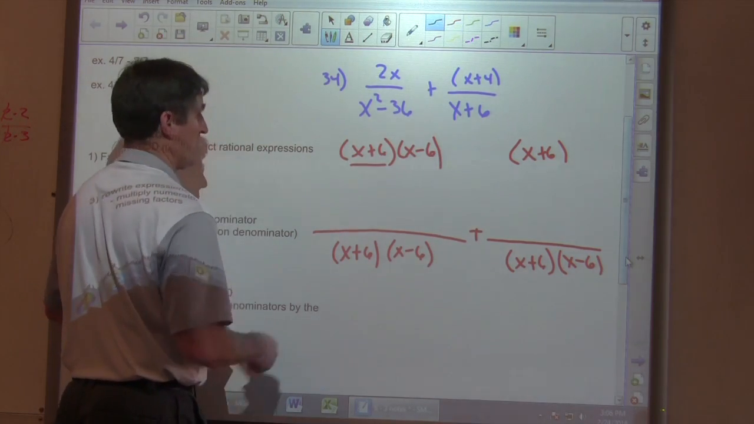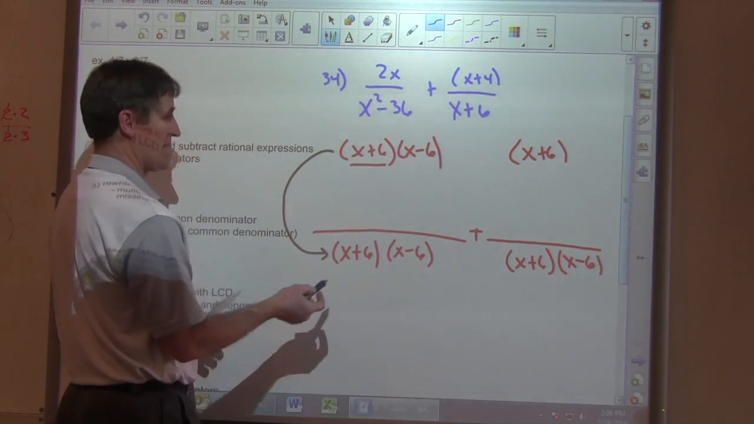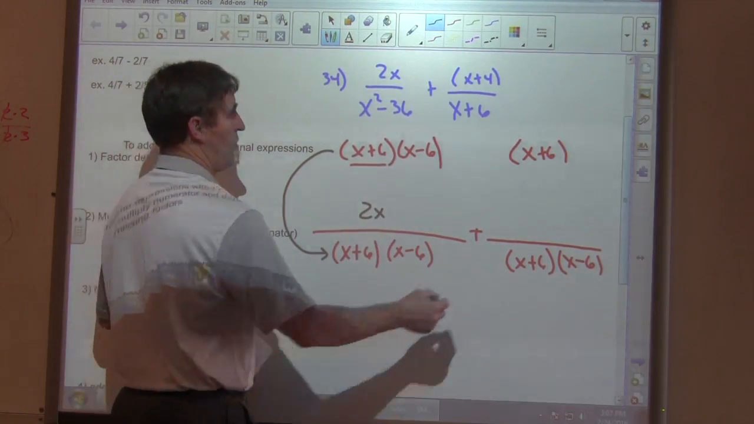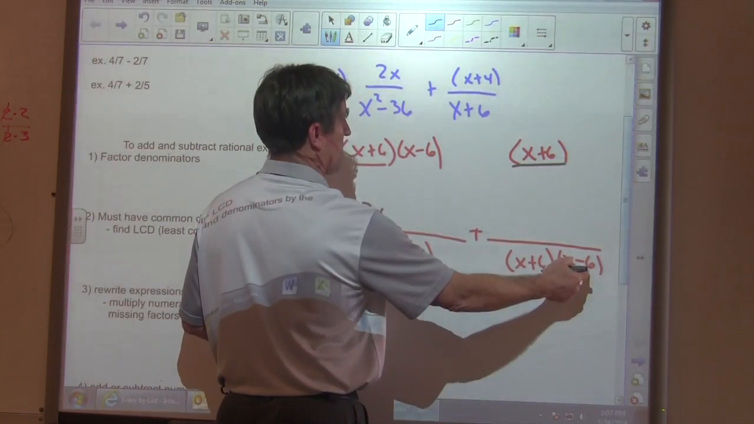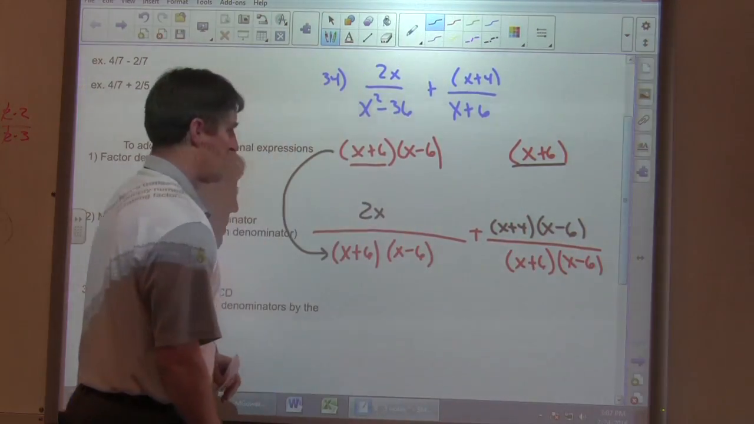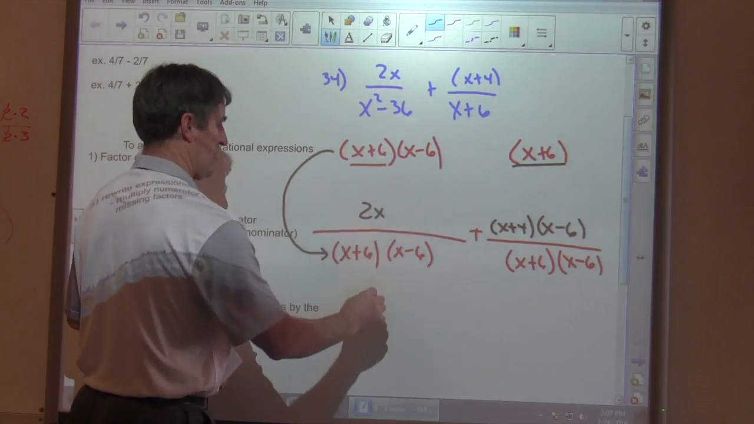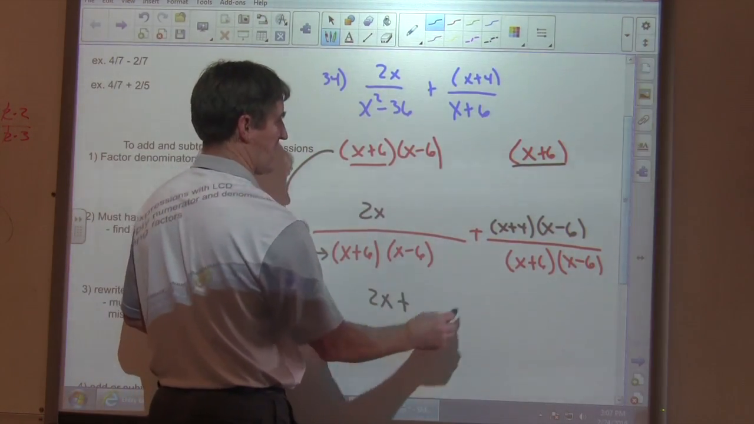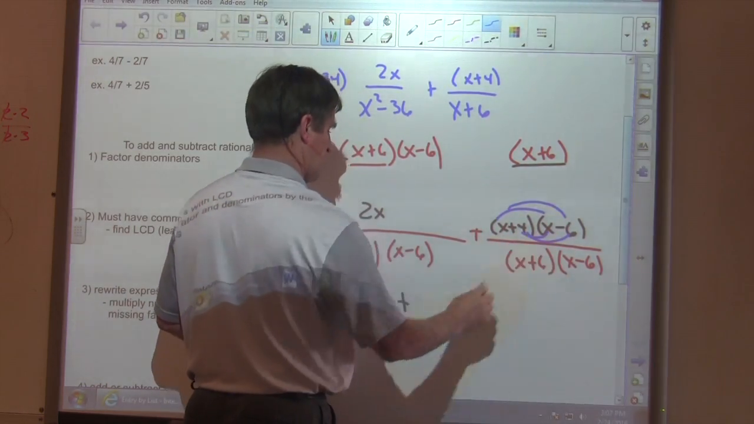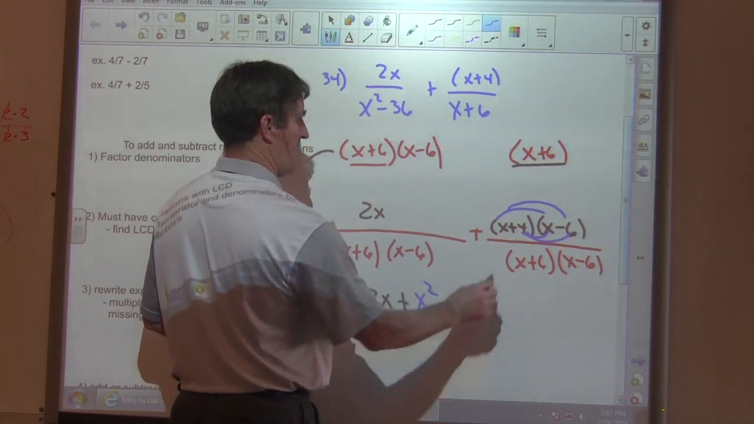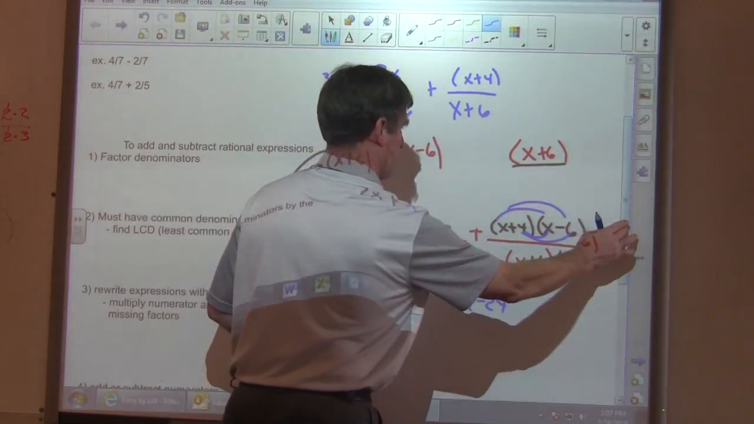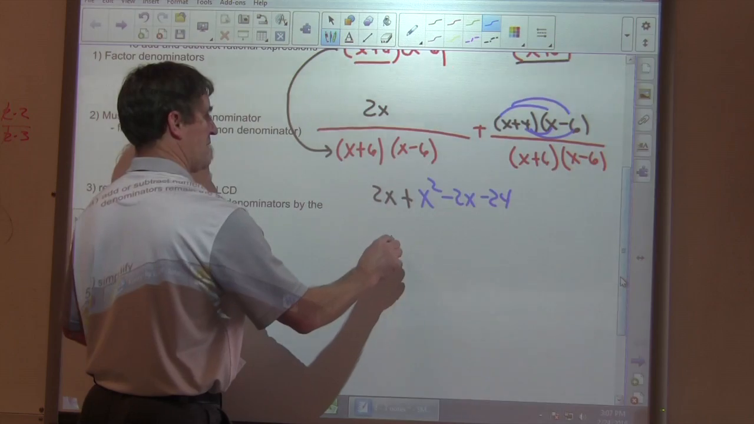So we go back to this one and we say, what do we have to multiply this by to get to this? Well, it's the same, so we're not missing anything. So that means our numerator stays the same. Over here, I have the x plus 6, but I'm missing the x minus 6. So now we're going to simplify the numerator. Well, there's nothing to do over here, so that's 2x. Plus, we're going to claw this one. So x squared, minus 6x plus 4x is a minus 2x, minus 24.